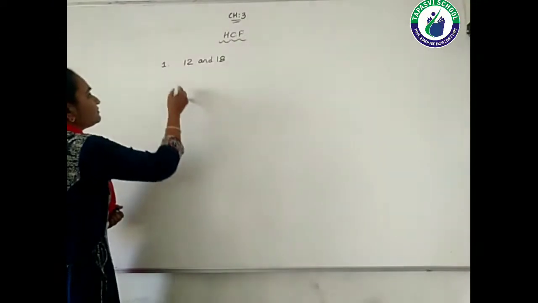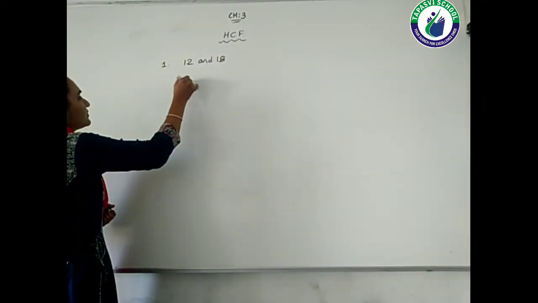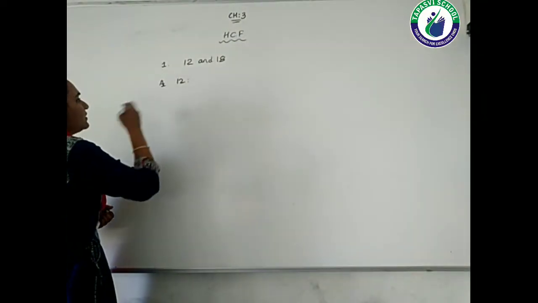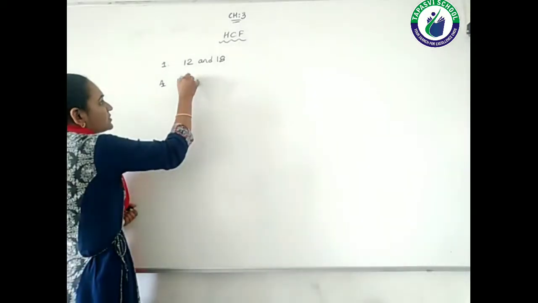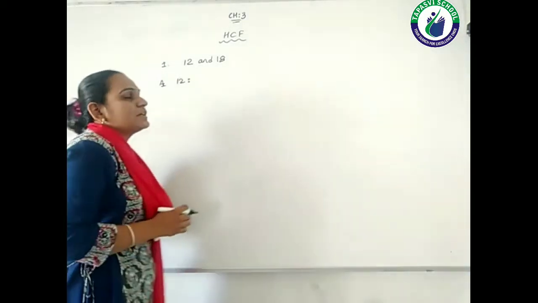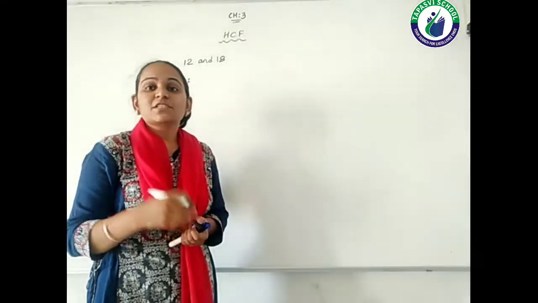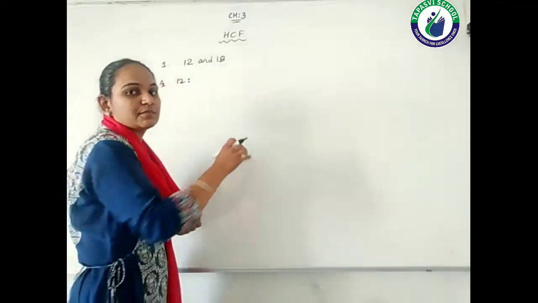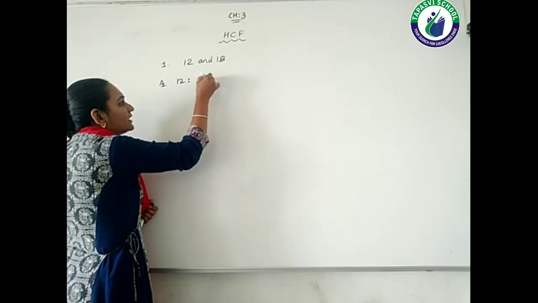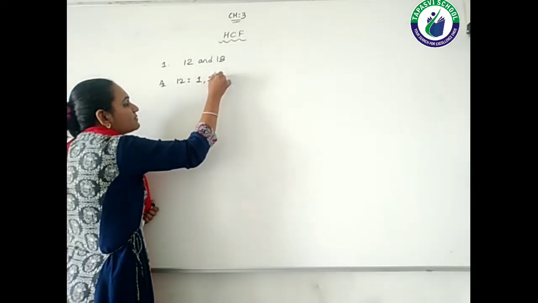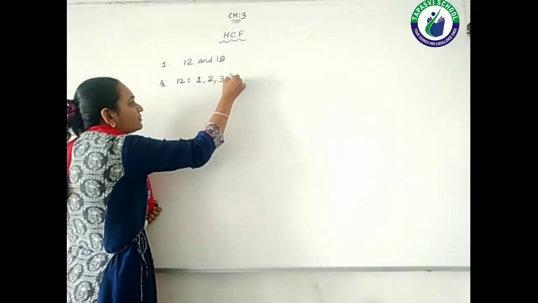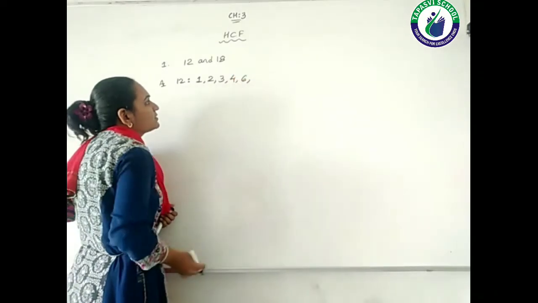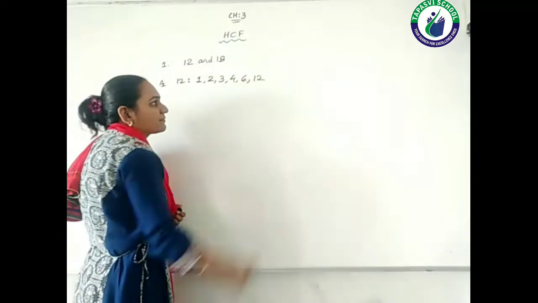So I'm here taking the first method of listing down the factors. So we have to list down all the factors of 12, students. That means write in whose tables 12 comes. That is the meaning of factor actually, right? 12 comes in the table of 1, it comes in the table of 2, it comes in the table of 3 also, 4 also, 6 also, then directly in the table of 12.